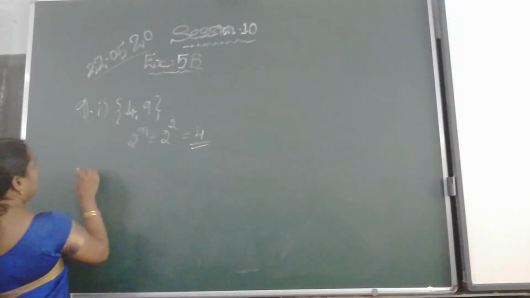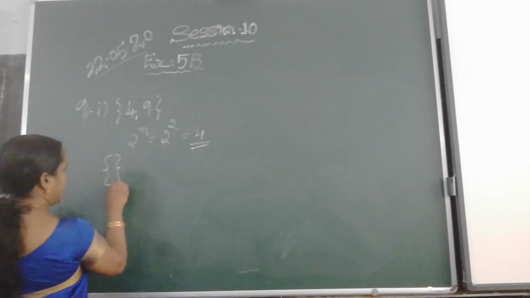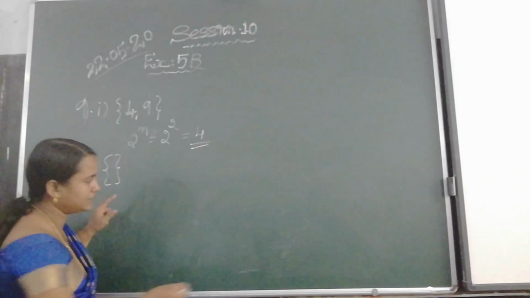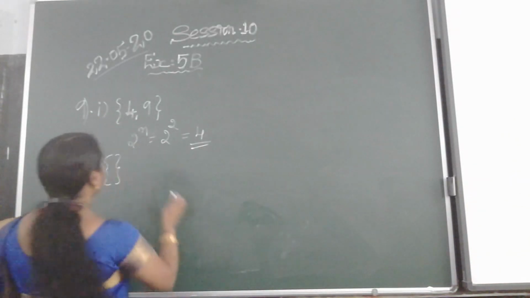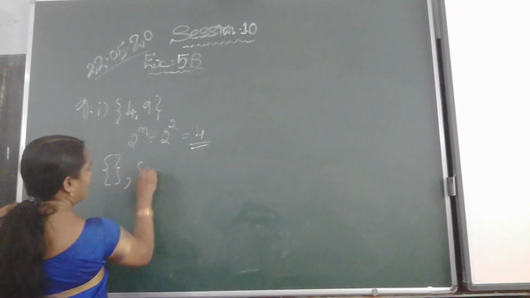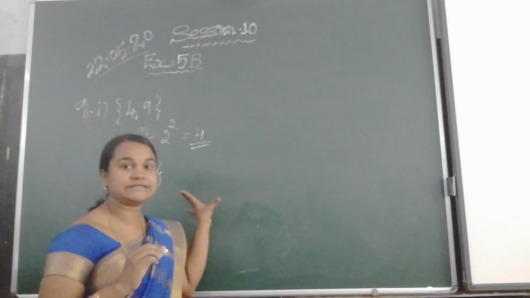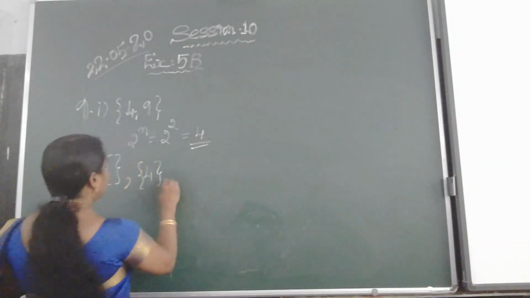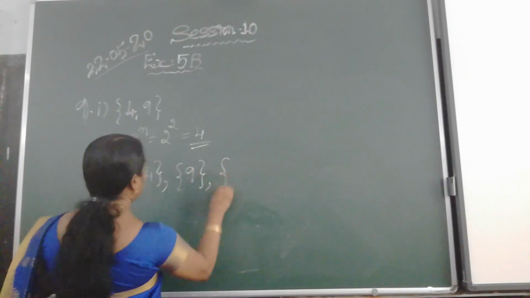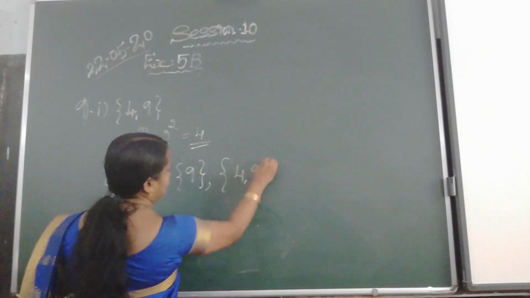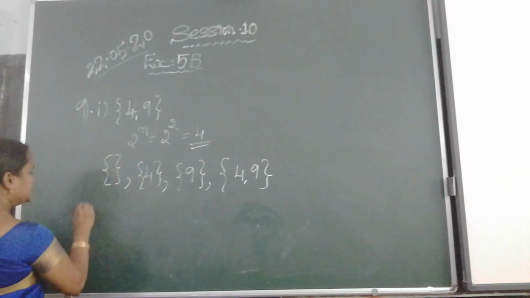Now, here first we have to write empty set. You can write it like this, or otherwise like this; any one we have to write. Then afterwards {4}. Always remember, children, we have to write inside the curly bracket. Then after that {9}. Last the same {4, 9}. Clear?